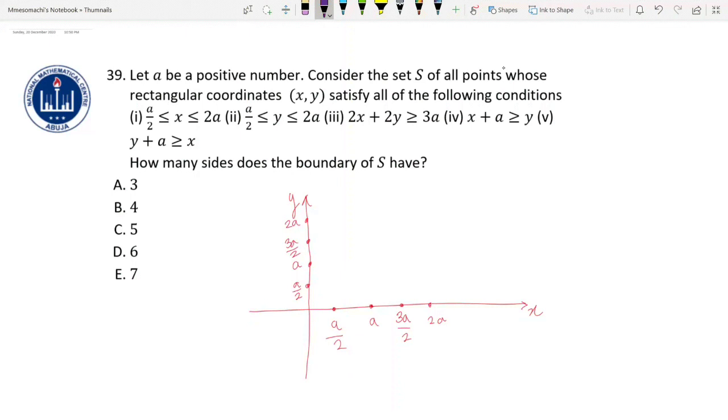So the first inequality is that x is in between a over 2 and 2a. So we just draw that. Rectangular coordinates is not really anything special, just to imply that the coordinates are perpendicular to each other. So there'll be lots of rectangles when you're plotting the graphs. Okay. So x is between a over 2 and 2a.